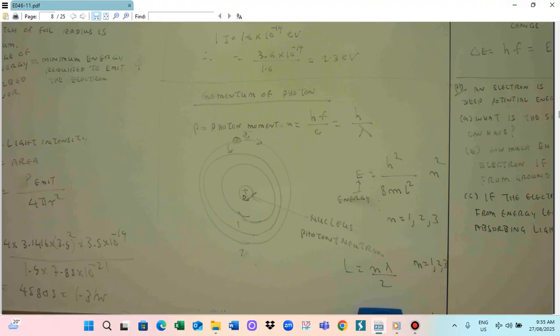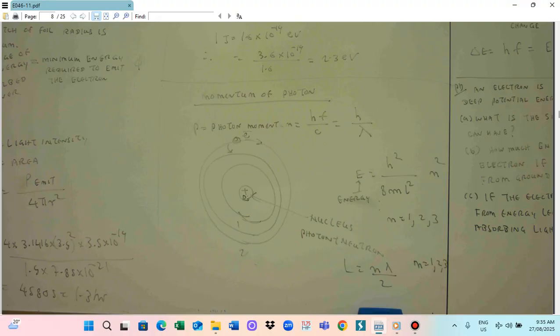The electrons are moving around the nucleus. The nucleus has positive charge and zero charge: positive is the proton and zero is the neutron. So this is the nucleus, containing protons and neutrons.